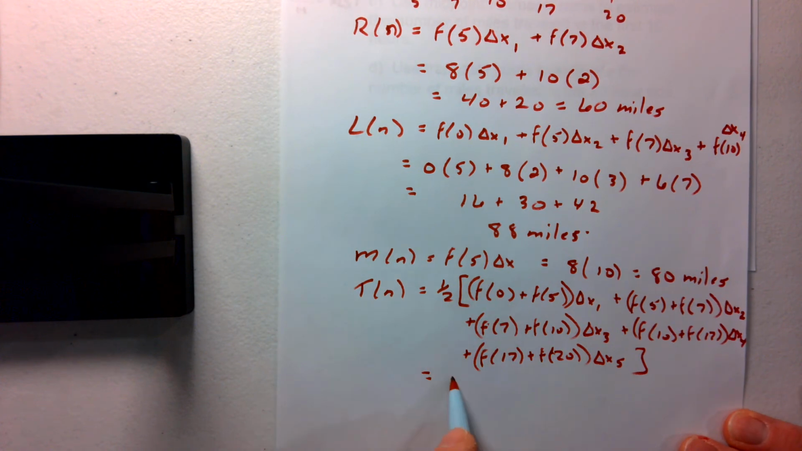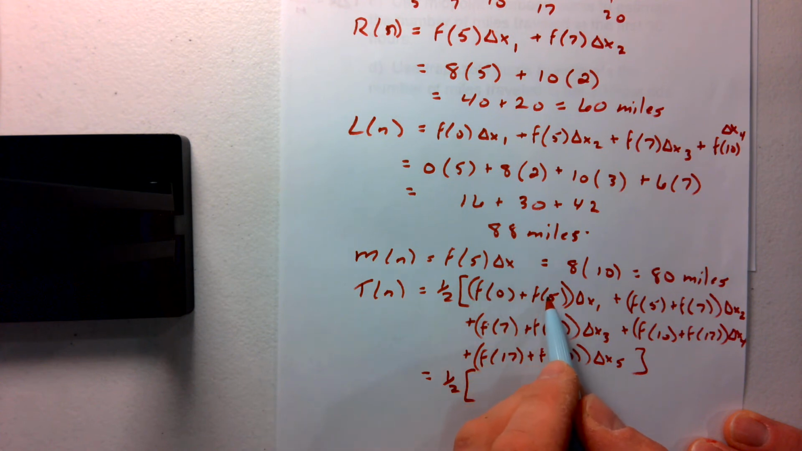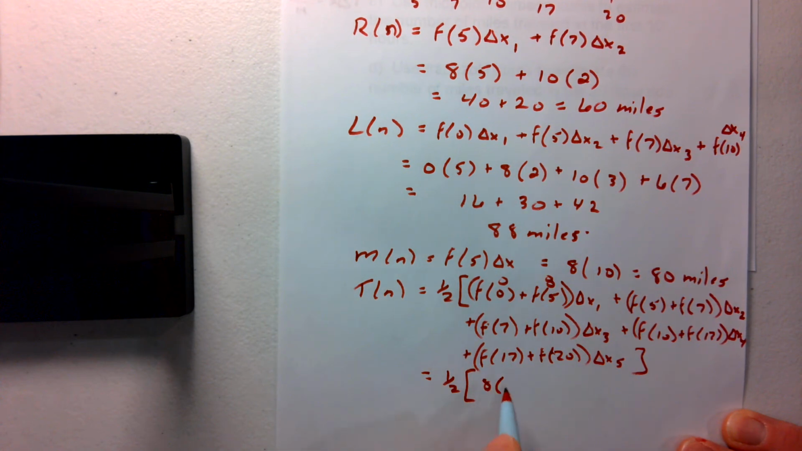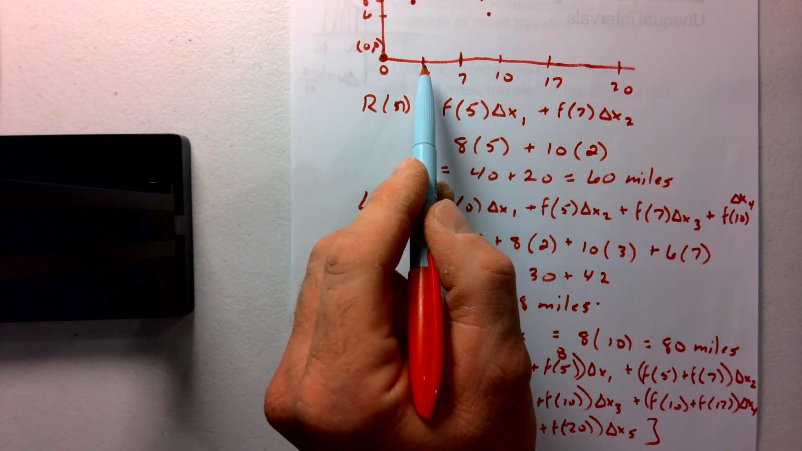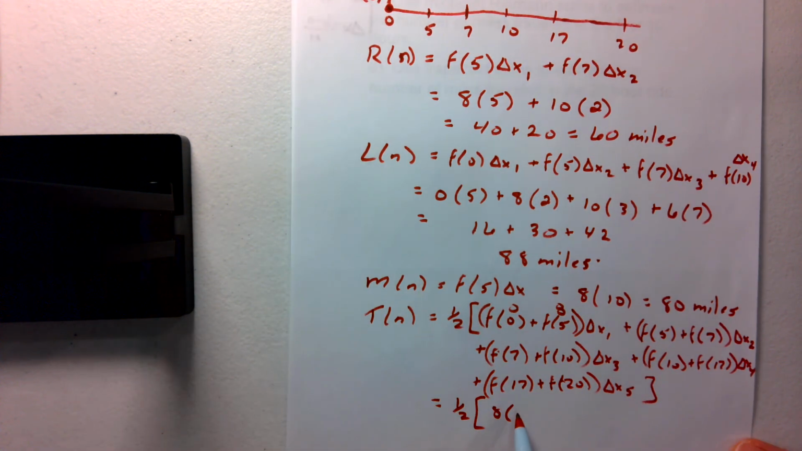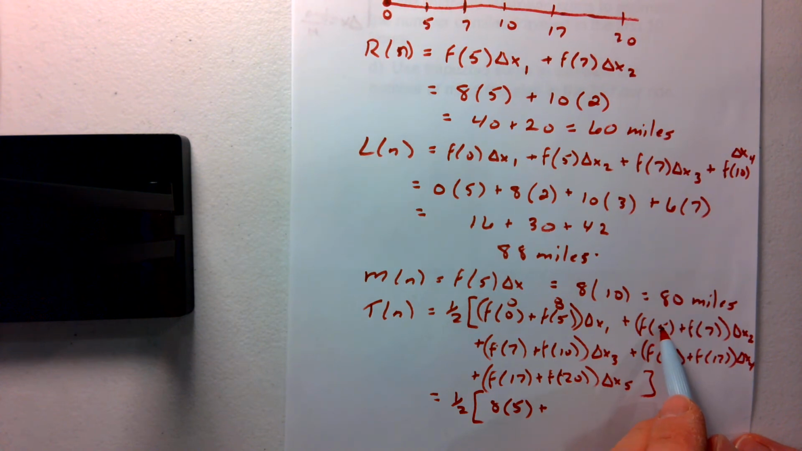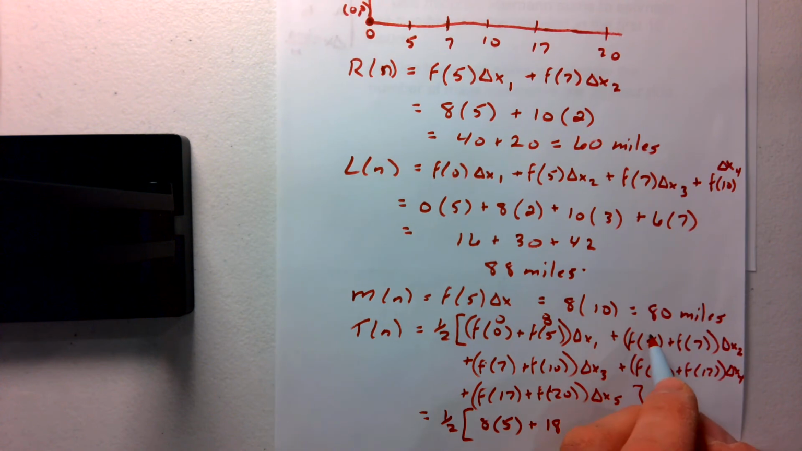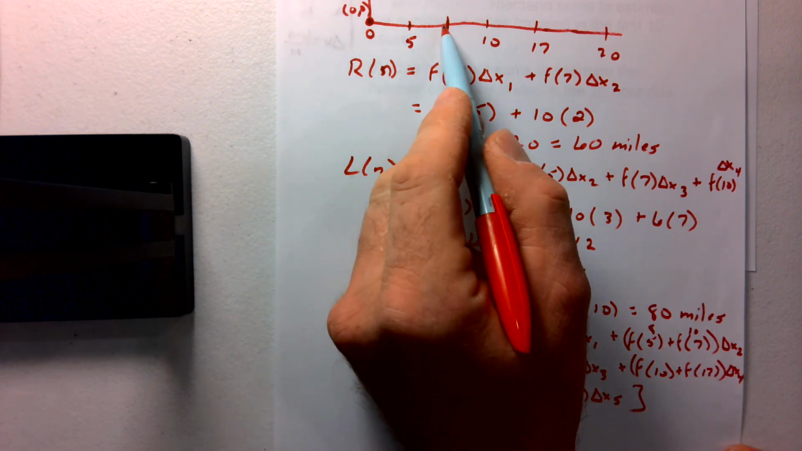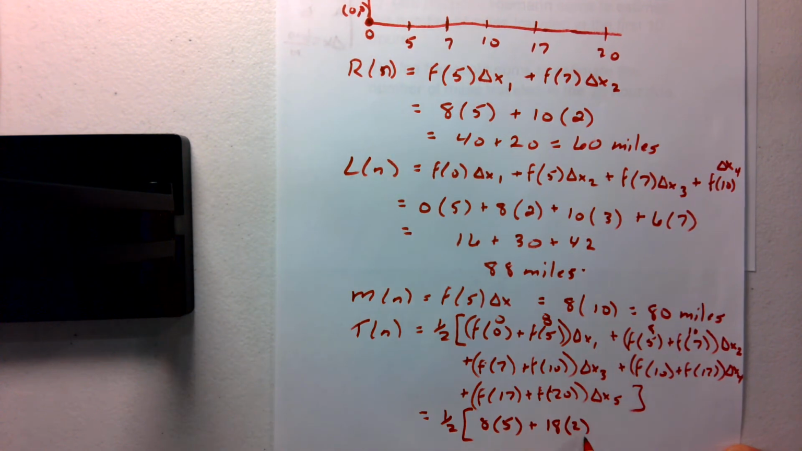So here we have 1/2 of f of 0, which is 0, plus f of 5, which is 8. So we have 0 plus 8. If you want to put that up on our top, we can. So we have 8 times delta x1. Delta x1 is going to be 5 units this time. To that, we're going to add f of 5, which is 8, and f of 7, which is 10. So if we have 8 and 10, that gives us 18 times delta x2. In this case, delta x2 is going to be 2.